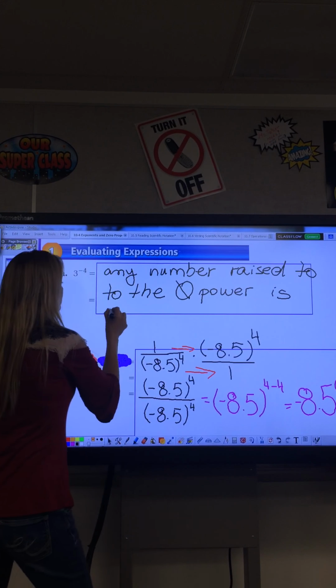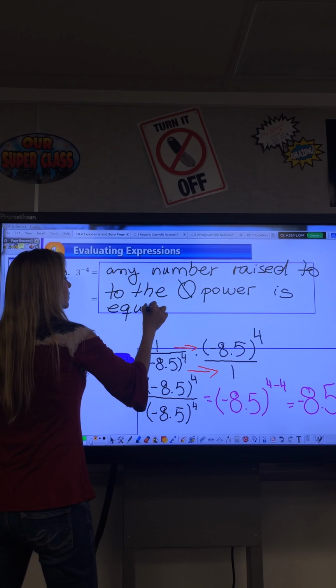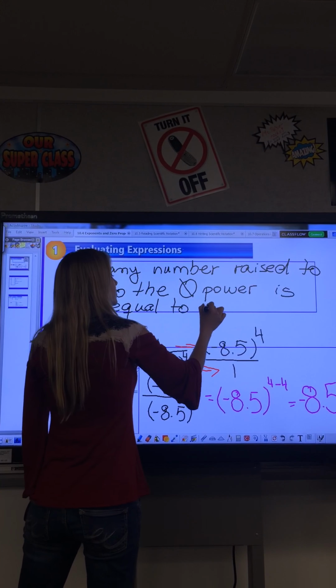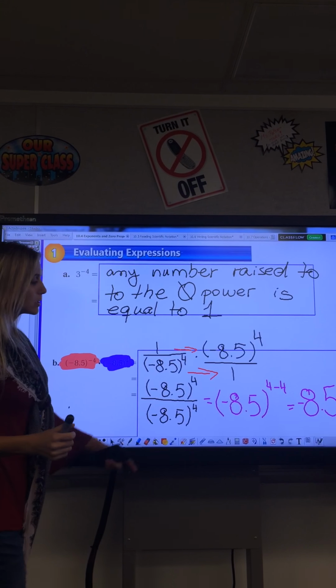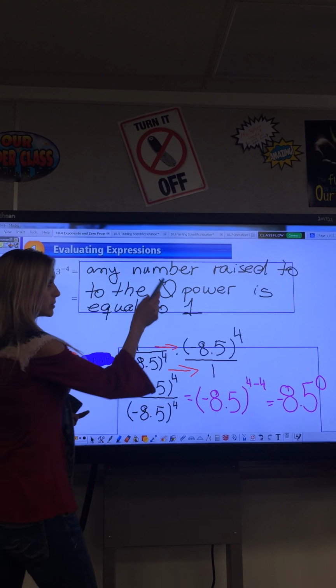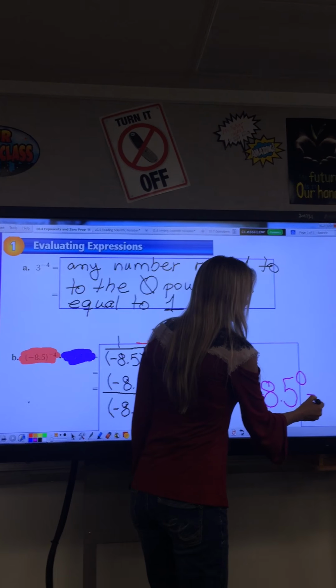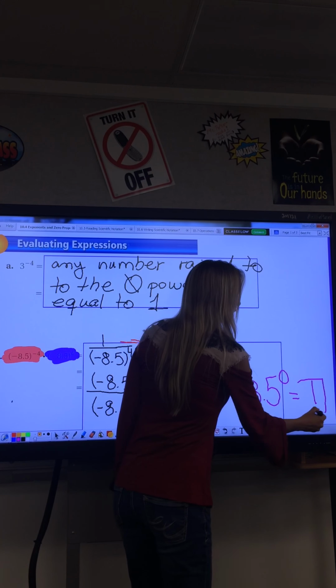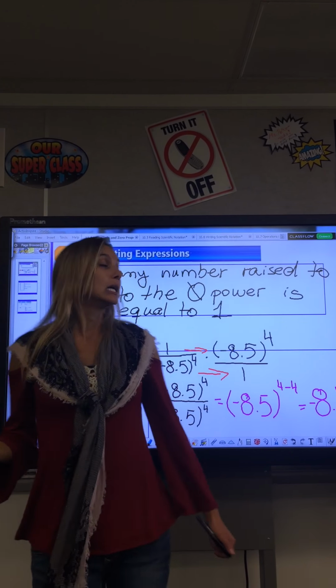is equal to 1. Well, if I have negative 8.5 raised to the 0 power, anything raised to the 0 power is equal to 1. And here is my answer.